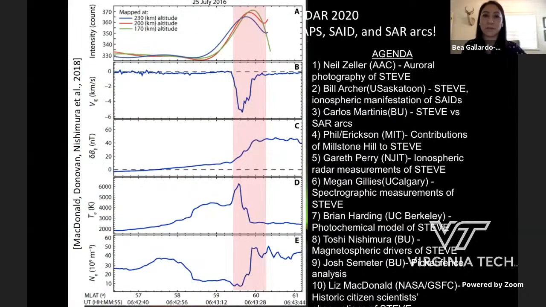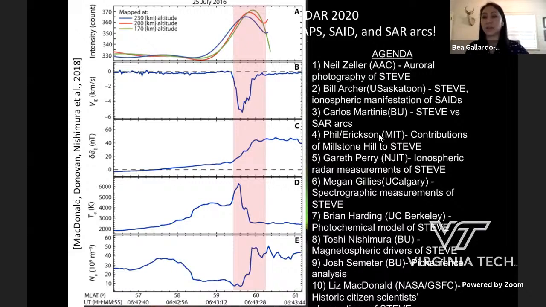At the beginning, we knew very little, and one of the first results was the association between Steve and a very narrow and strong subauroral ion drift. But this is based on one event. So today we're going to hear about more events from Bill Archer, where he will talk about Steve being the ionospheric manifestation of SCIDs. Then Carlos Martinez will tell us about the relationship between Steve and maybe SAR arcs.